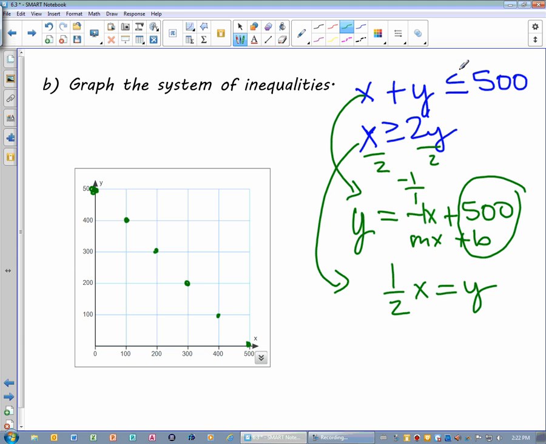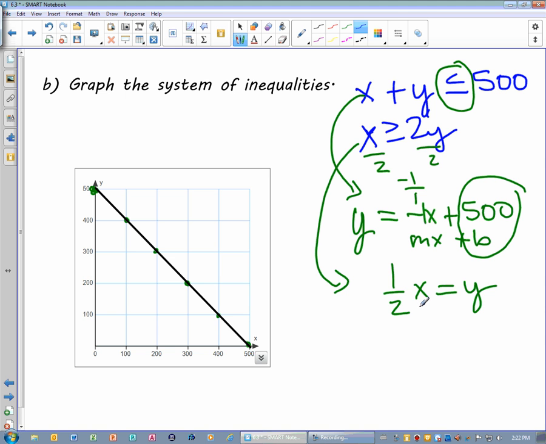Okay? Now, what kind of line? Needs to be a solid line because that is a less than or equal to. So there's my first line. I'm going to adjust it just a tiny bit up here. There we go.